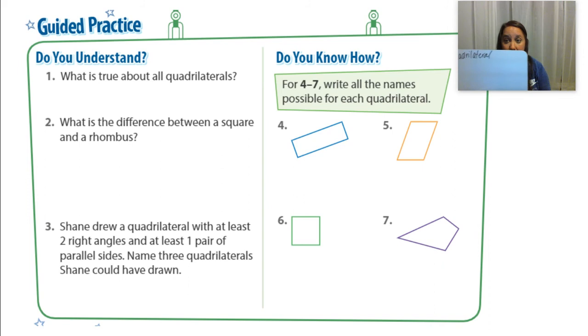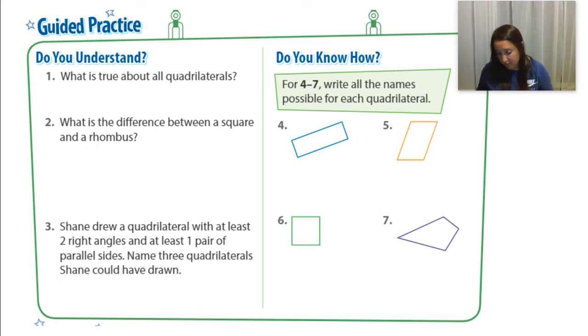Next, looking at its sides and the number of parallel sides, I see 2 pairs of parallel sides. So I know then that number 4 is also a parallelogram. And then last, looking at the length of the sides, I know that that is also a rectangle. So for number 4, there are 3 different names that we can call it: a quadrilateral, a parallelogram, and a rectangle. You must have all 3 of those answers written because it says to name all of the names for it.